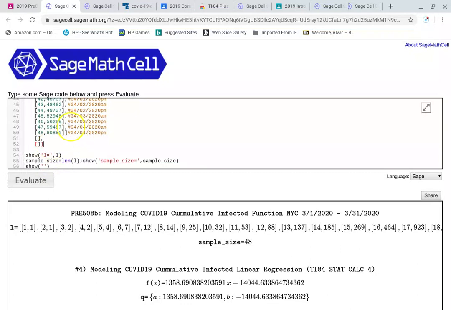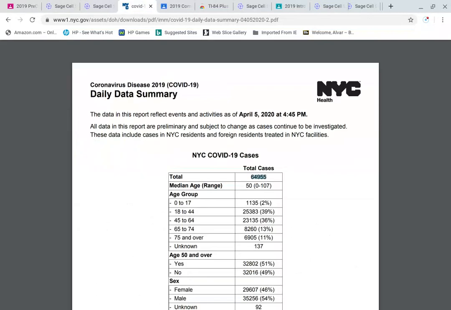Let's add on the 5th, in the AM and the 5th in the PM. This will be the 49th data point and the 50th data point. All right, let's fill this one in again.